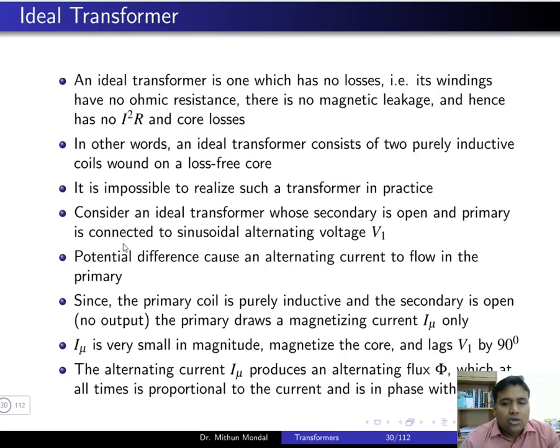Okay, so till here we have discussed the nature of the transformer, its operation, and its constructional features, and in the next class onwards we will be discussing the ideal transformer and the operation of the transformer.